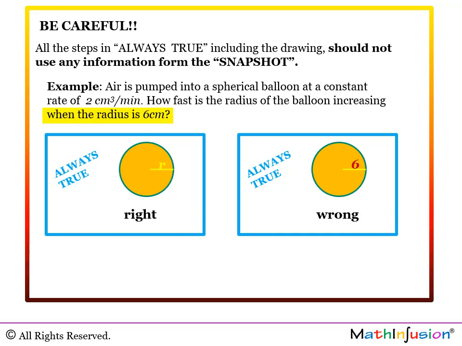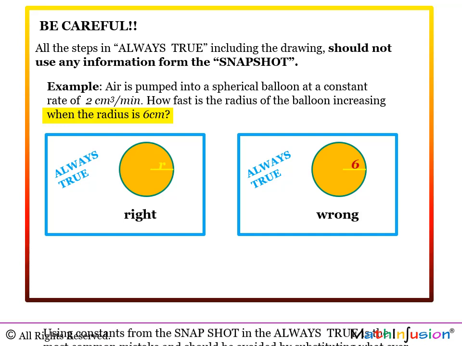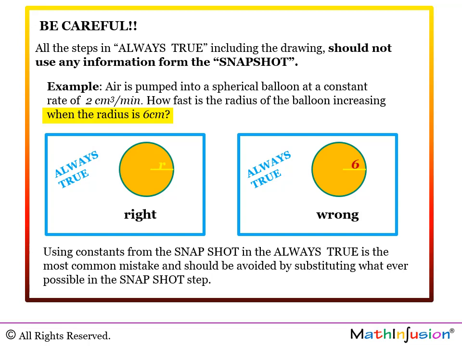But in a very complicated problem, sometimes it's really very hard to distinguish between the snapshot and the always true, and you have to be very careful about that. Using constants from the snapshot in the always true is the most common mistake and should be avoided by substituting whatever possible in the snapshot step.